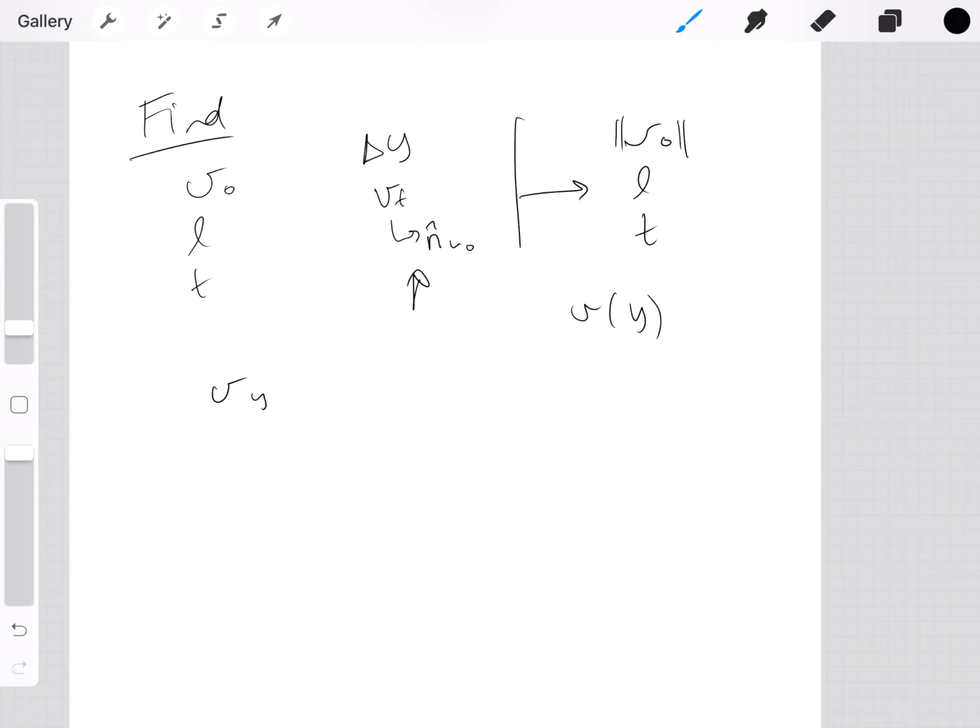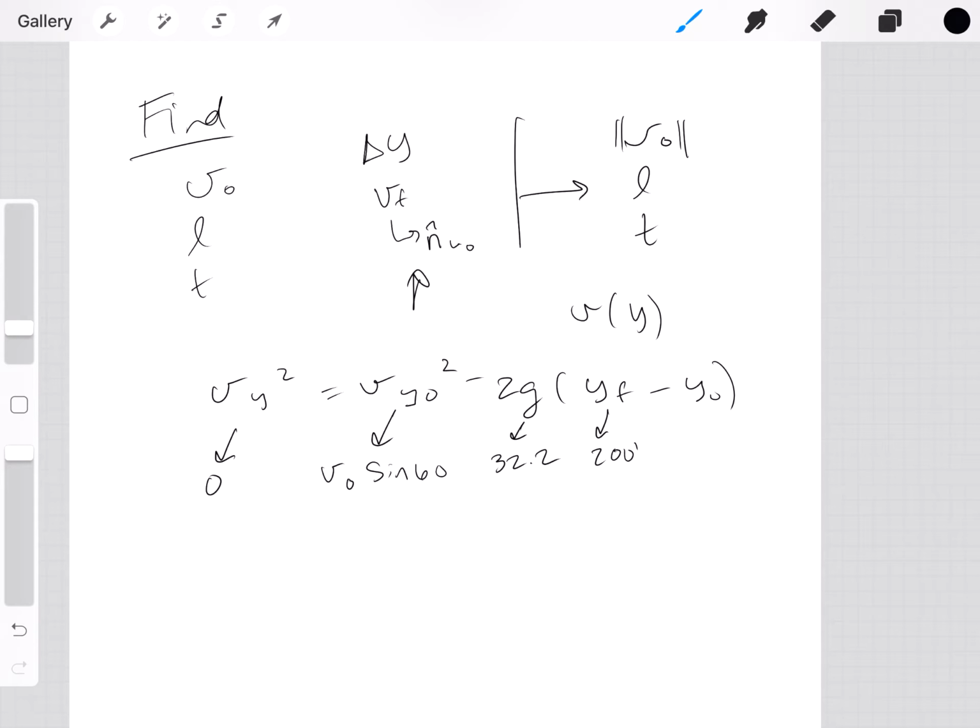And I'll rewrite that equation down here so we don't have to look at it from earlier. And that's negative 2g (y_f minus y_0). This is 0. We've defined that looking at the apex of the arc. And this is two unknowns, and we know one of them. We know sine of 60. This is 32.2. Make sure you know which metric system you're using, if you're using metric or if you're using English. And this is 200 feet, and we've defined this to start at 0.